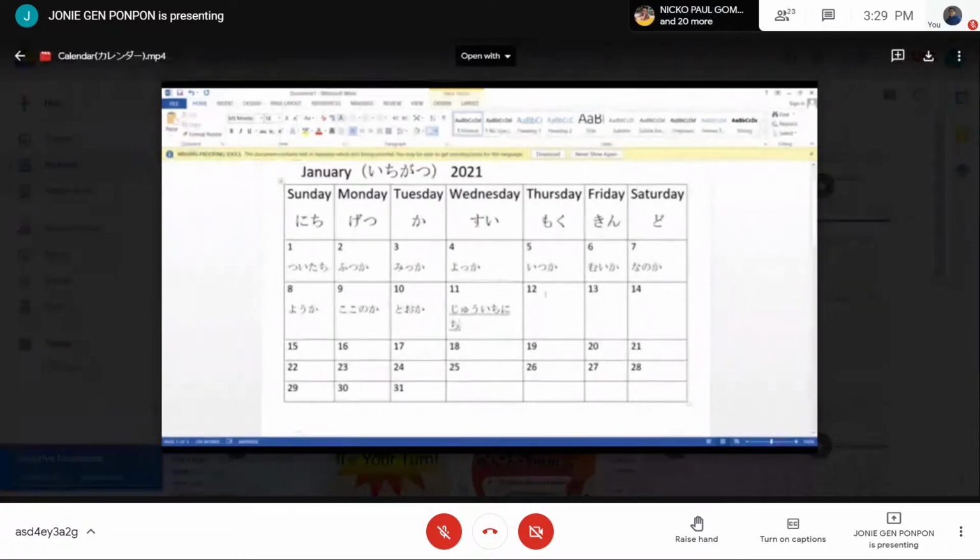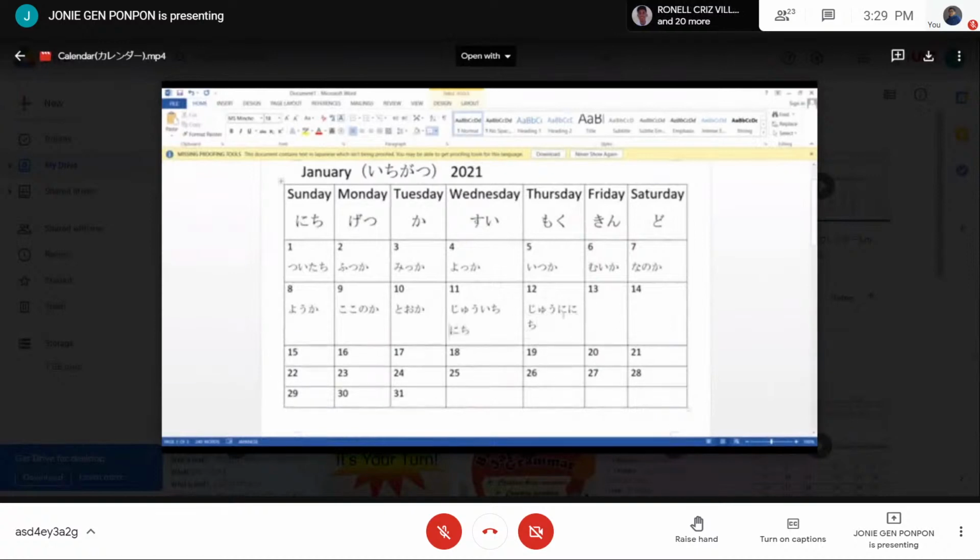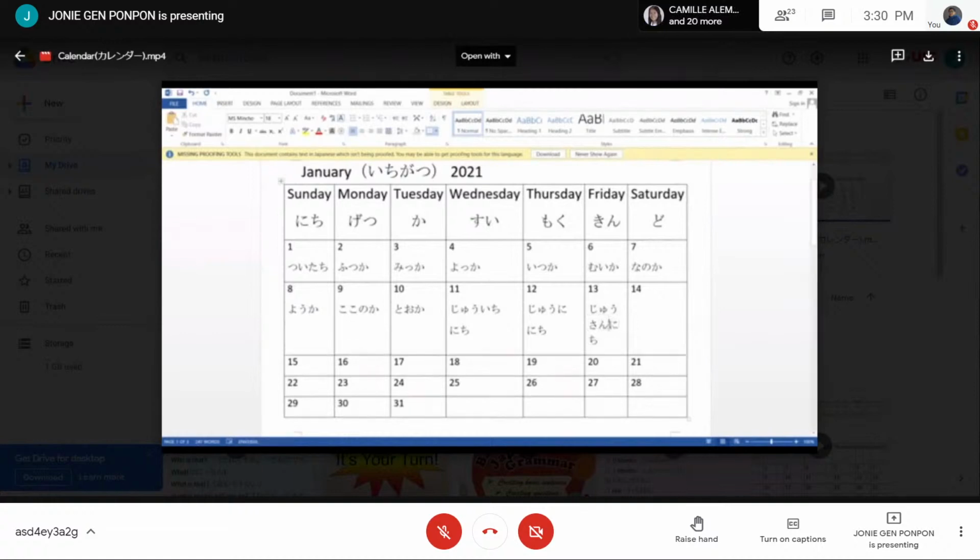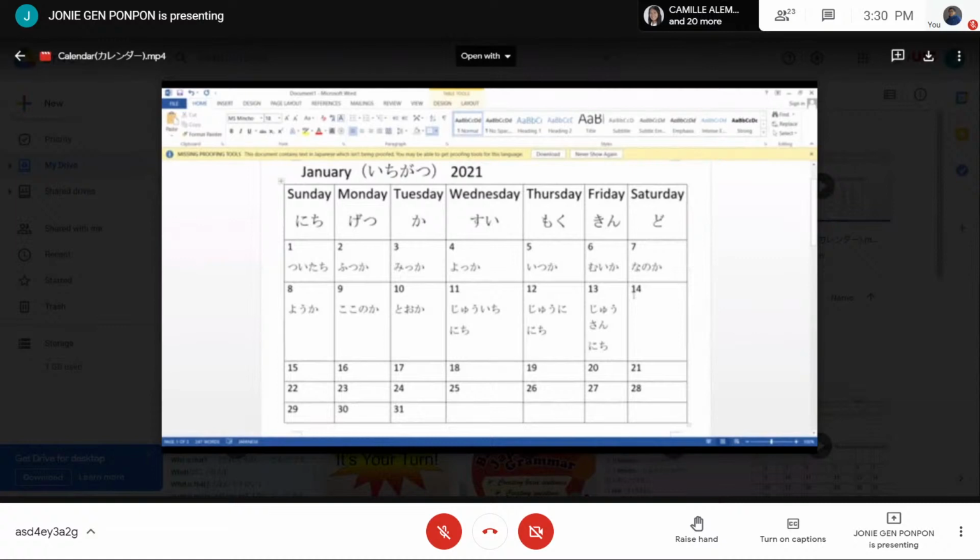And then for 12, Juuni plus Nichi is Juuni Nichi. That is for correct pronunciation. For 13, the 13th day, that is Juusan Nichi. Juusan plus Nichi is Juusan Nichi.